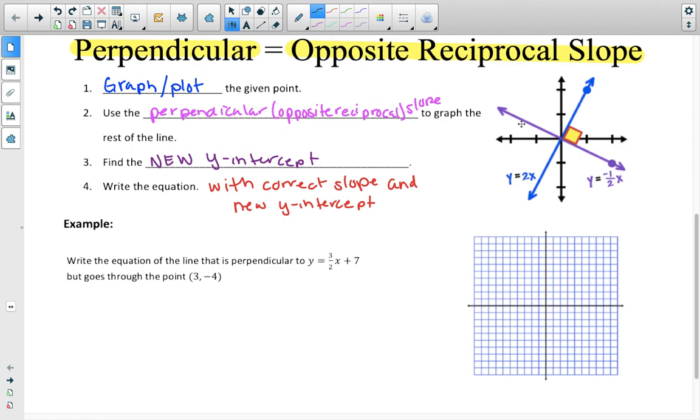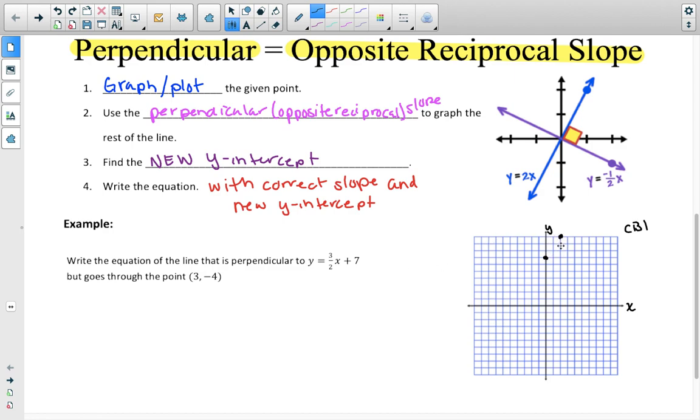So let's do our original graph. So we have x, y. We're going to count by 1, because we don't want to write out 1, 2, 3 all the way down. So our first coordinate is going to be 0, 7 to be our original y-intercept. And our slope is 3/2, so change in y of 3, change in x of 2.